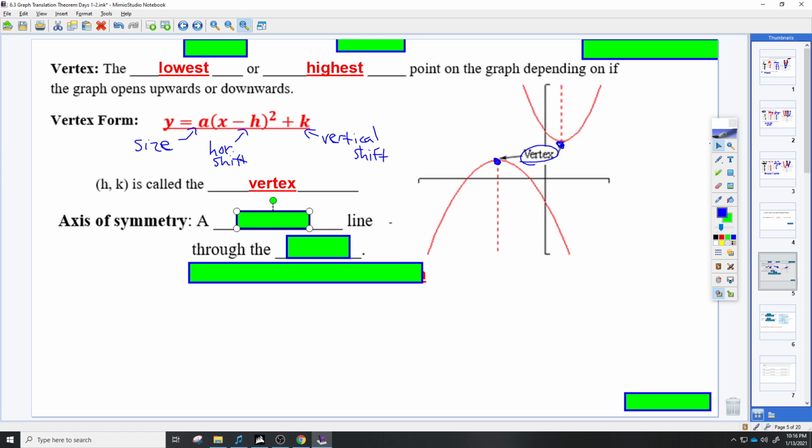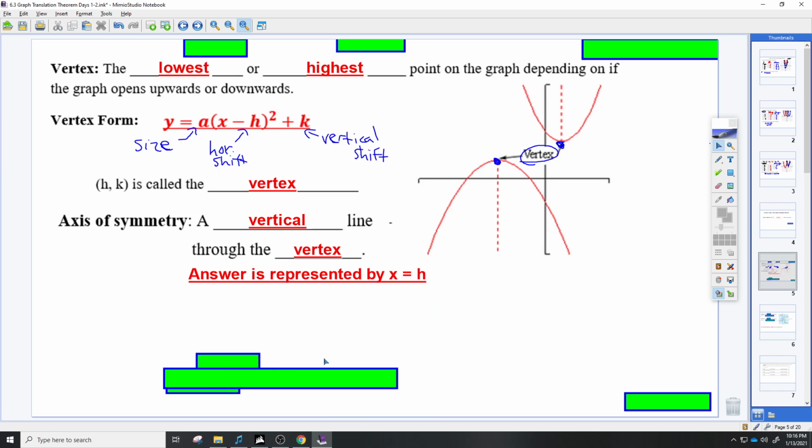The last thing we have to talk about here on this slide is the axis of symmetry. The axis of symmetry is just a line that you draw, this dotted line here. It goes right down the middle, right through the vertex. It's called the axis of symmetry. So it's a vertical line going through the vertex, and the answer is represented by x equals h. So this vertical line here, if I say, what's the axis of symmetry? You would say x equals h, and the h comes from right here. So whatever's inside here, we don't need minus h, we just need h. As we do more of part 2 of this video, it'll make more sense, I think.